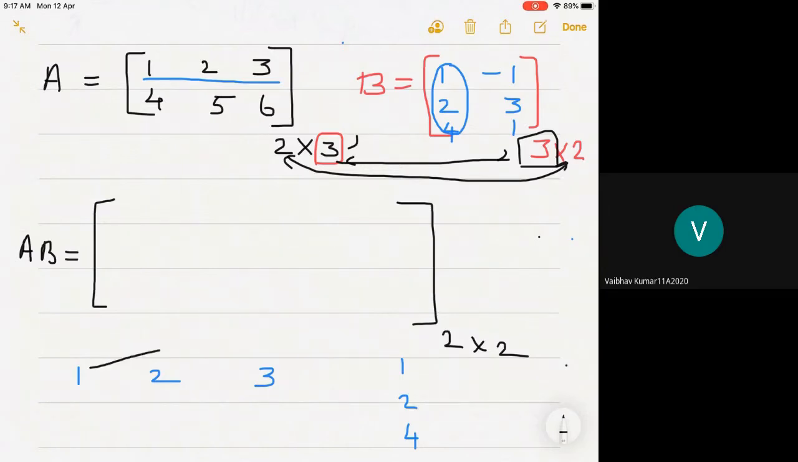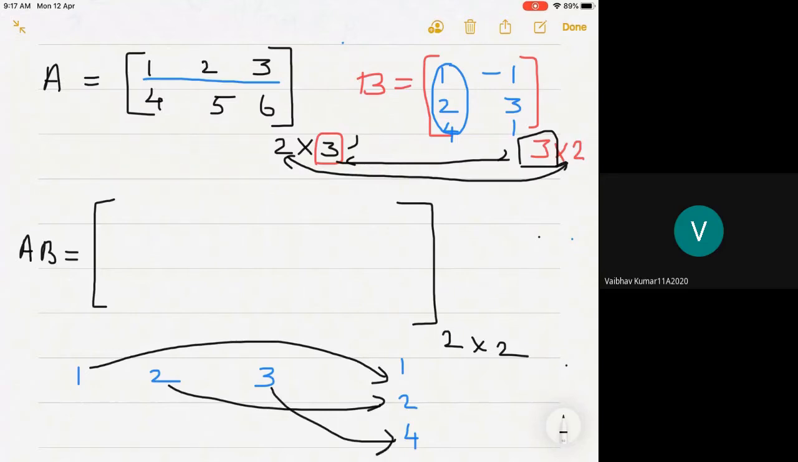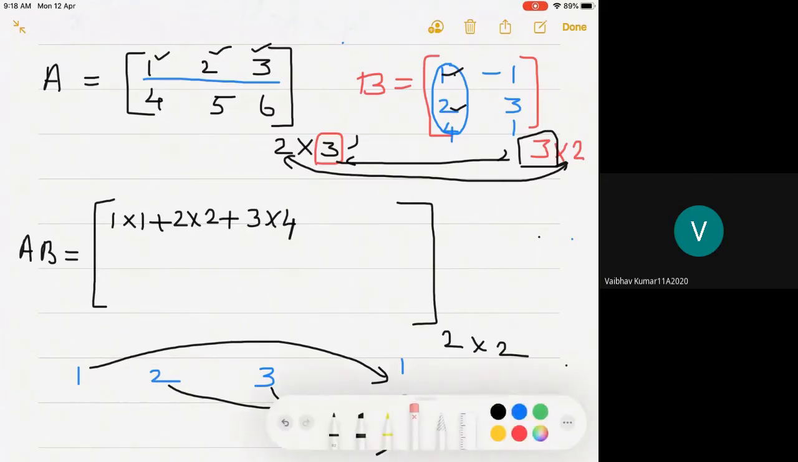What multiplication means here is that 1 is multiplied with 1, plus 2 is multiplied with 2, and 3 is multiplied with 4. So the first row 1, 2, 3, I multiply with this 1, 2, 4: 1 into 1 plus 2 into 2 plus 3 into 4. This is the way we multiply a row with a column.